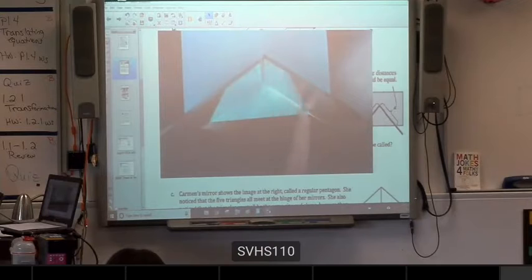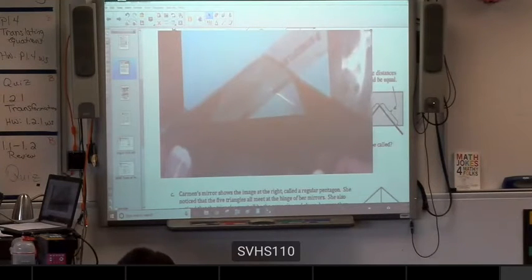Okay, so now what we're going to do, we can tell it's formed by an isosceles triangle. So I made an equilateral triangle out of an isosceles triangle. So I need to measure now.